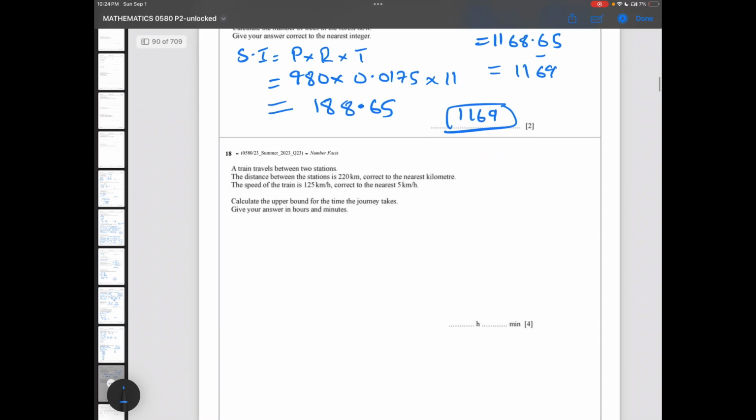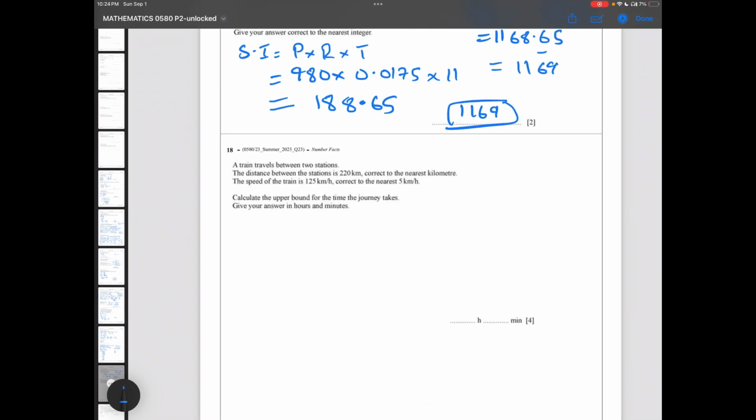So now the next question, number 18, is: a train travels between two stations. The distance between the stations is 220 kilometers, correct to the nearest kilometer. The speed of the train is 125 kilometers per hour, correct to the nearest 5 kilometers per hour. We have to calculate the upper bound for the time the journey takes, and give our answer in hours and minutes. So the formula for time is distance upon speed, right?